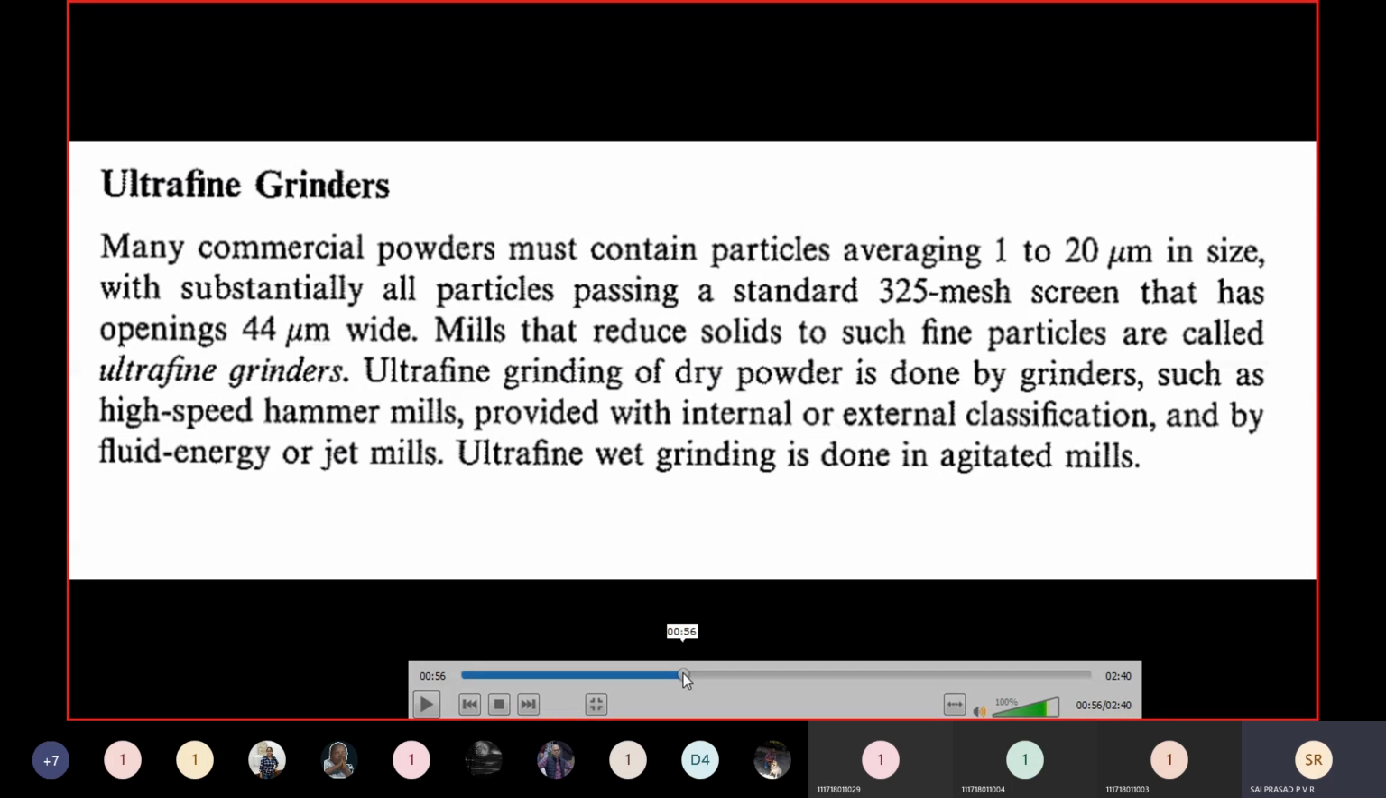Many commercial powders must contain particles averaging from 1 to 20 micrometers in size, with substantially all particles passing through 325 mesh screens. Now see, in the Taylor standard screens, our limitation was only 200 mesh. Now we have gone to 325 mesh. In the 325 mesh, what will be the clear opening? It will be very less.